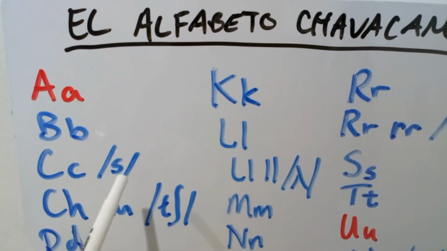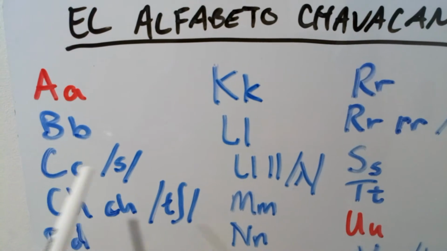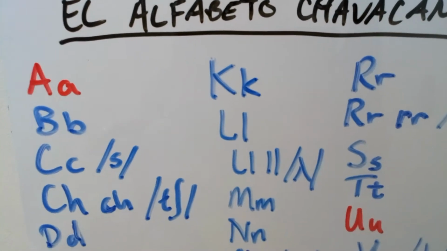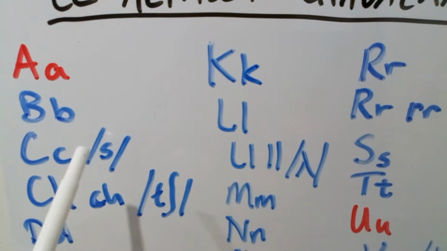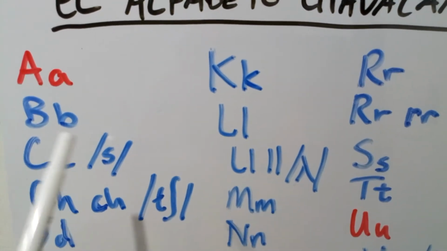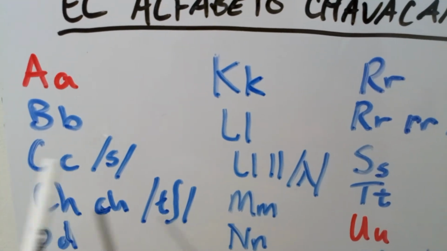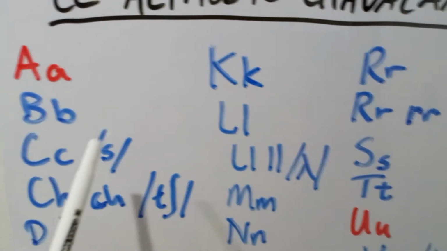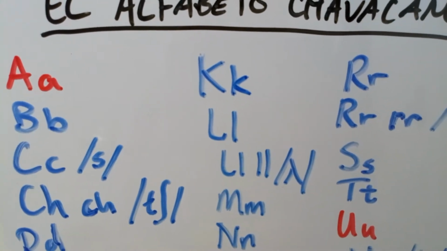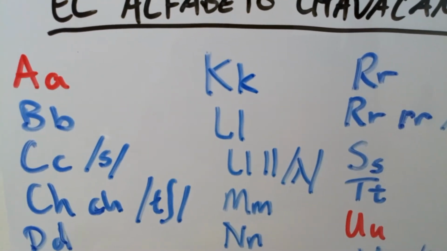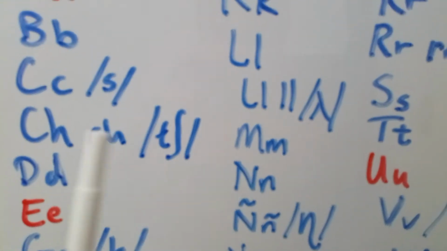Now, C has that S sound, right? Like the sibilant S sound. Whereas in Spanish it's letra C, which has an interdental fricative, but here in Chavacano it's a sibilant S. And it's going to be pronounced as an S or it can be pronounced as a K, depending on the vowel that follows it, I should say.